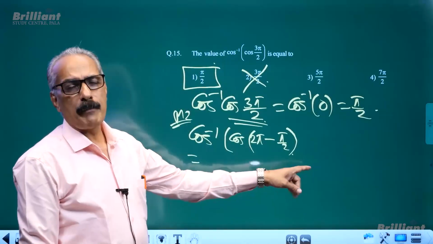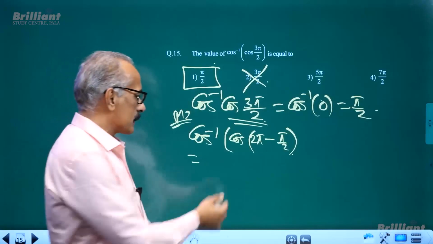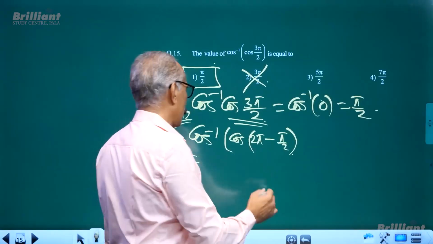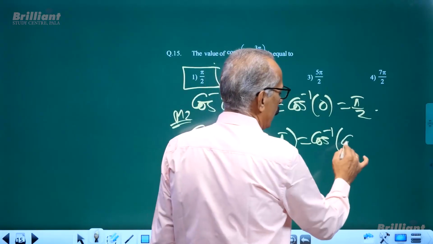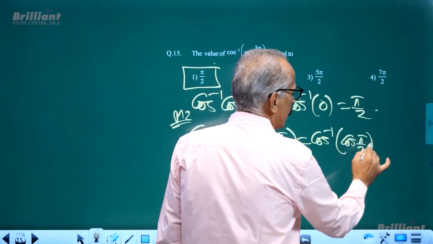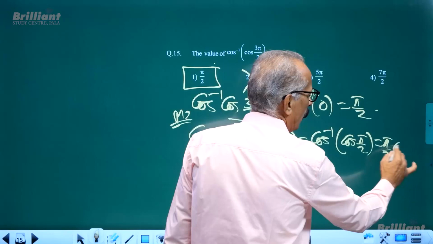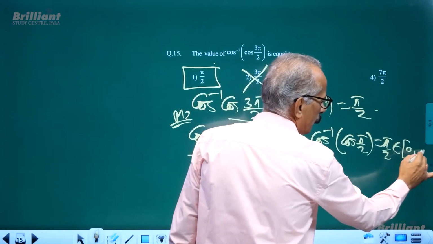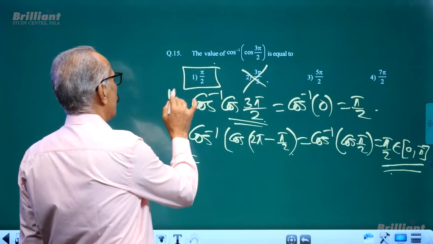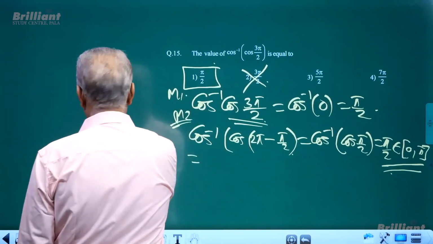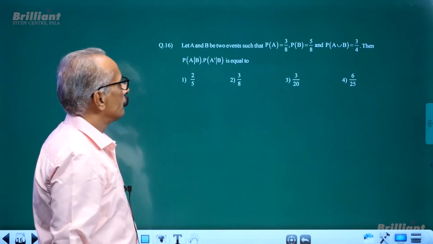4 pi minus pi by 2, 3 pi by 2, or pi plus pi by 2. But this is the best one because this is in the fourth quadrant. So you can write cos inverse of cos of 2 pi minus theta, that is cos pi by 2. So that is equal to pi by 2, which belongs to the interval 0 to pi, principal value branch. That is another way. So method 1, method 2, two methods I applied. On to the next question.